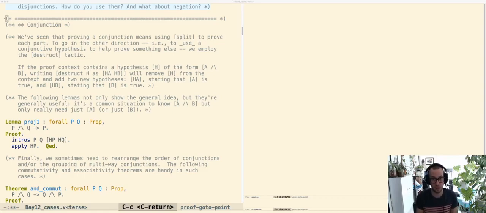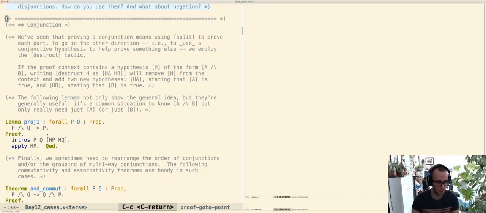The way you prove a conjunction is, well, to get A and B, you prove A, you prove B, and split lets you split your goal to do those two parts together. What if you know A and B? How do you use the fact that you know some but not all of it? So if you know A and B but you only care about A, how do you get the A out? How does that work? So destruct or case analysis is the way to do it.